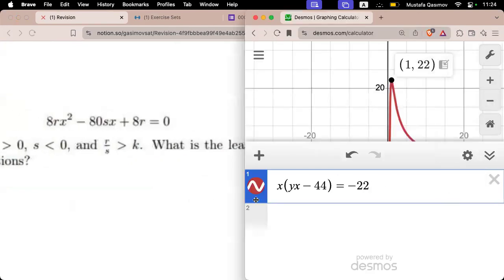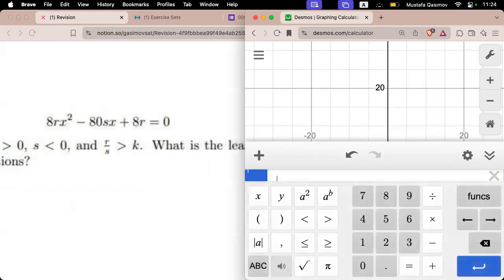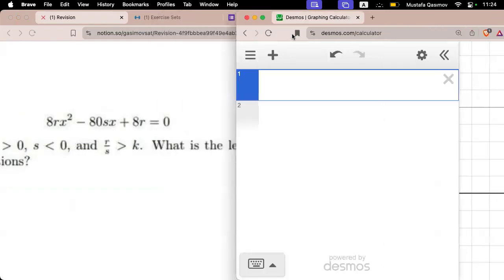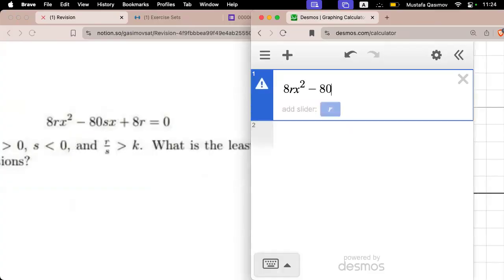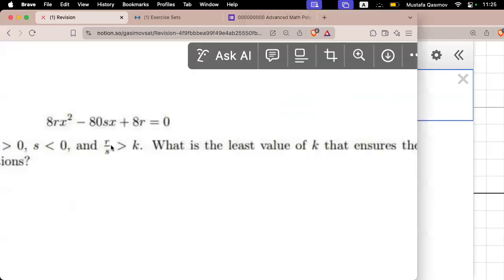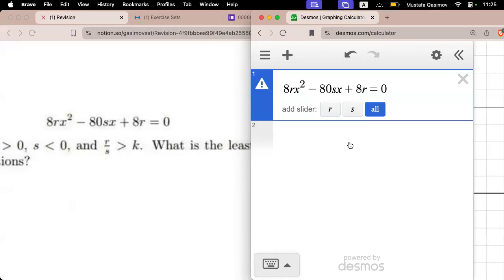Okay, this y method works only when we have one unknown letter except x. So let's write our equation here: 8rx squared minus 8sx plus 8r is equal to 0, right? You can see that we have 8 here and 8 here. We can divide it by 8. And it asks about r over s, right? How can we get r over s? Let's think about that one.